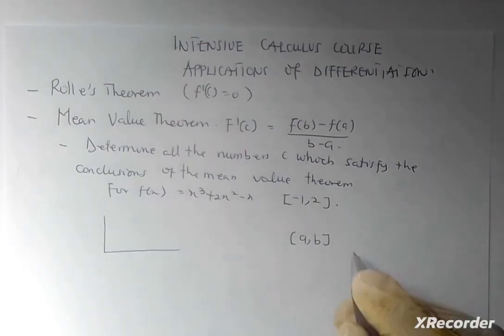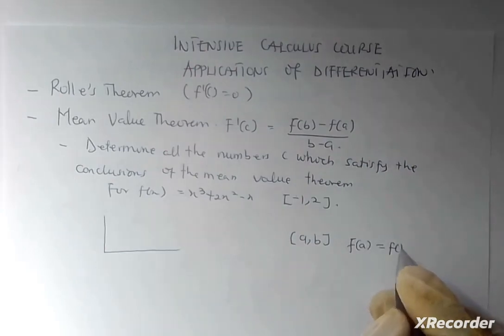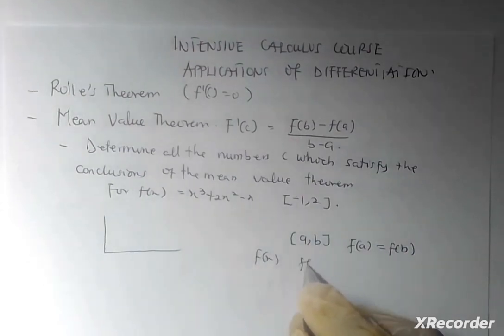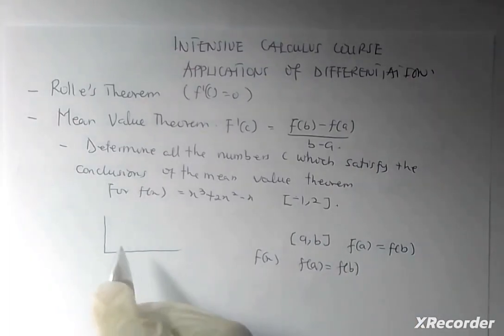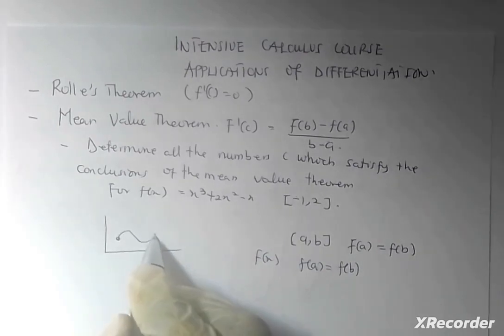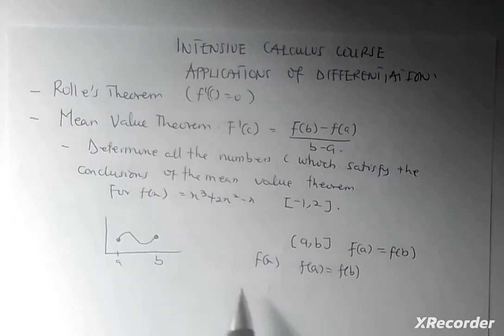And provided this function has f(a) equal to f(b), that is, the functional values of the endpoints are the same. If I have the function f(x) and I find f(a), I should get f(b). Therefore, the graph will be represented as something starting from here, which moves and ends somewhere here, because these points a and b are on the same ground, right?